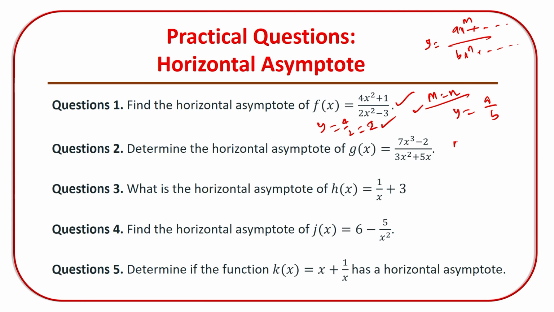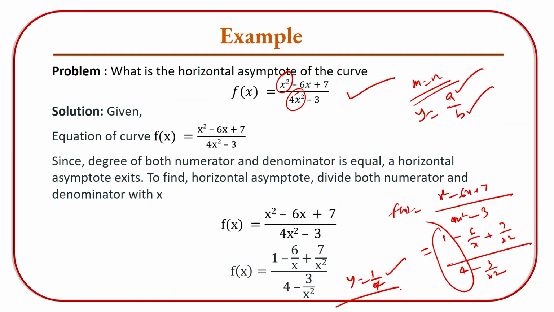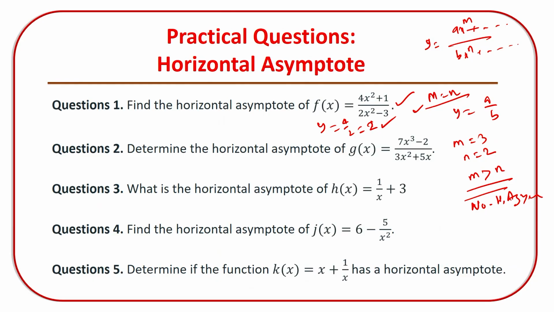Similarly, look at here. Here m is equal to 3 and n equals 2. So, m is greater than n. In that case, no horizontal asymptote exists, right? As you can see here, the third result does not have any horizontal asymptote when the numerator has the greater index or power of x, right? So, the power of x in the numerator is greater than in the denominator, hence there is no horizontal asymptote.